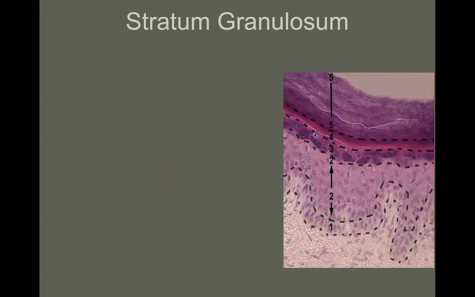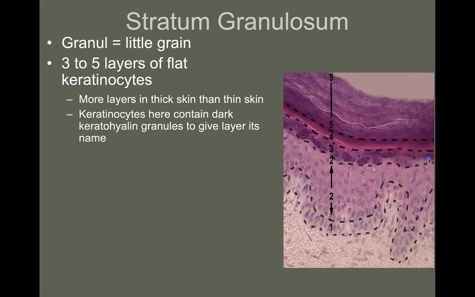Moving on, our next superficial layer here is number 3. It's a little bit more dark staining, and this is our Stratum Granulosum. It gets its name from little grains, so granule. This is only about 3 to 5 layers thick, and it is even more flattened out keratinocytes. We tend to see more layers in our thicker skin, so on the palms of our hands or the soles of our feet, than in our thin skin, in our forearms or in our elbows.